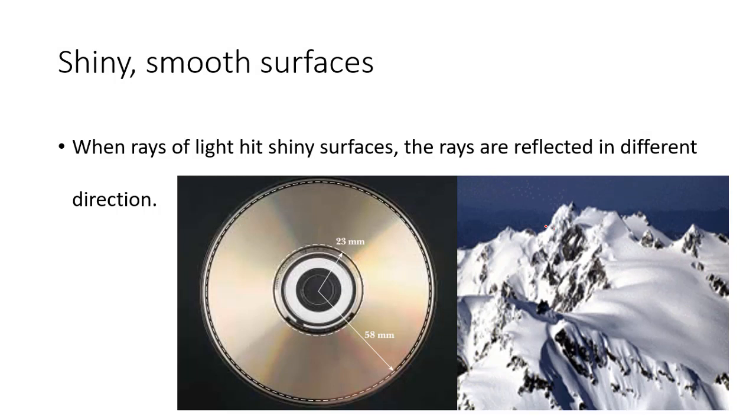And another shiny surface is this. It's shiny, yes, because it has a lot of ice, and ice is shiny. So because ice is shiny, it makes the surface also be what? To be shiny.